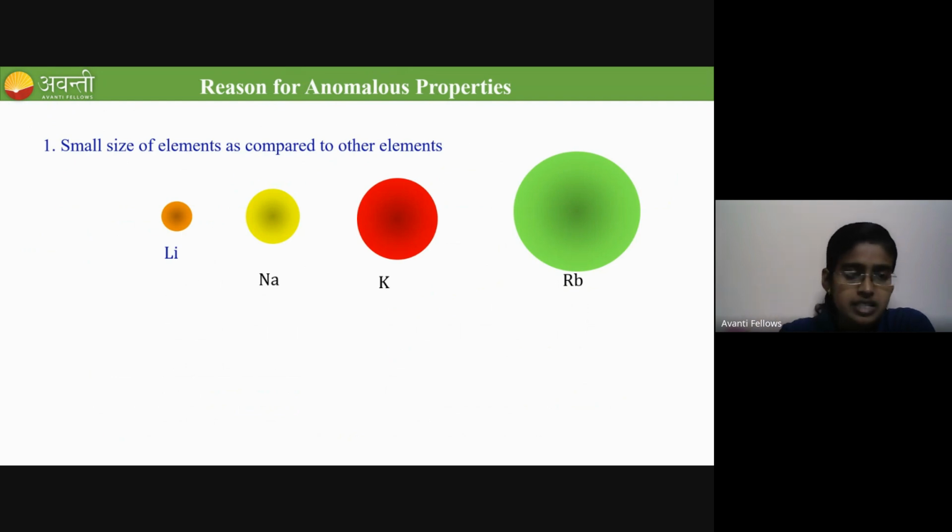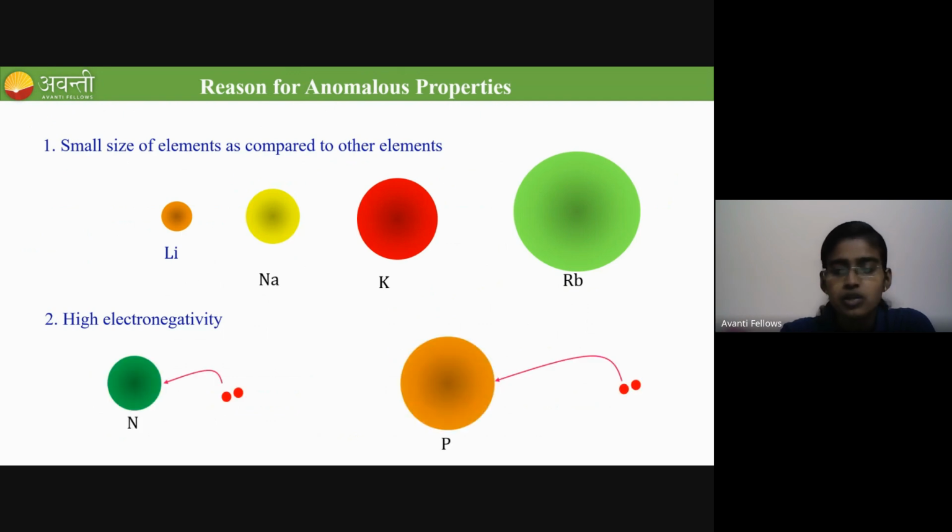And the second reason is high electronegativity. When you compare nitrogen and phosphorus, nitrogen is the second period element. Phosphorus is the third period element. Nitrogen is highly electronegative in nature, so it will pull the electron towards itself so easily. Phosphorus cannot pull the electron towards itself so easily. So this is the second reason.